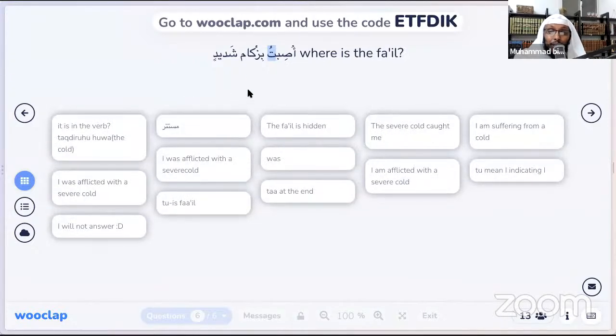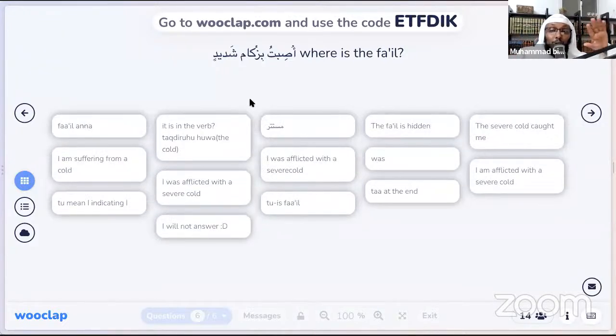Mustatir. No, it's not called mustatir. How can it be mustatir when we have two over here? Mustatir is when you don't have the actual damir or rafa. That's mustatir. Something like asaba. There's nothing. That's mustatir. Is it in the verb taqdiruhu huwa? No. No. This is basically, those of you that know the answer, I told you not to answer. You can feel free to answer now, inshallah.